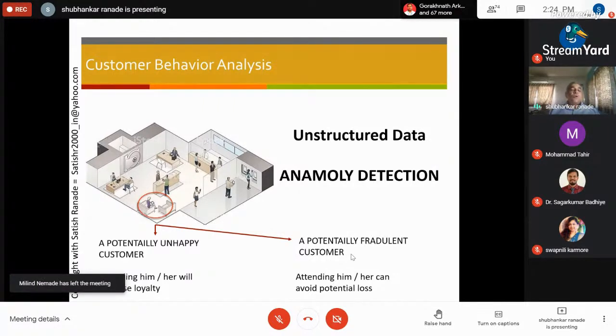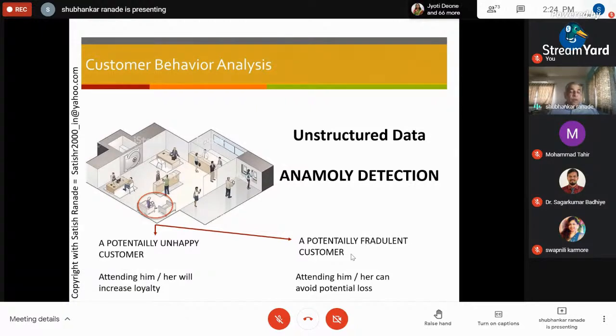So this is how a customer behavior analysis is done when there is an unstructured data being processed. And this technique is called anomaly detection technique by processing unstructured data through data science algorithms. Potentially, what can happen? The branch manager comes and asks him, sir, do you need help, or madam, do you need help?